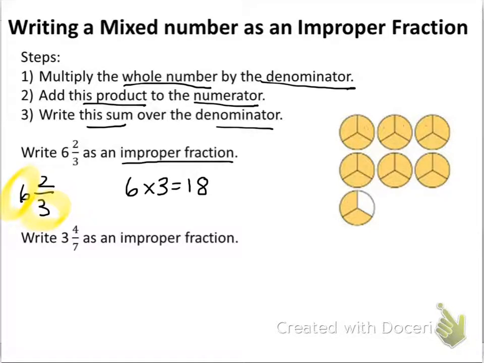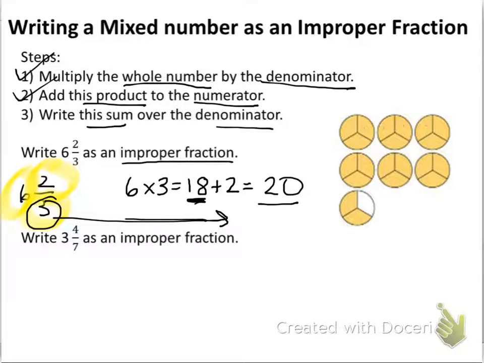Then it says add this product, that's this product right here that we just found, to the numerator. Well, our numerator is 2. So then we're going to add 18 plus 2. And that's going to give us 20. So we've done step 1, and now we've done step 2. Step 3, write this sum over the denominator. Our denominator is 3, so all we're going to do is write that 3 over here underneath the 20. So our improper fraction is 20/3. So now we're done step 3.